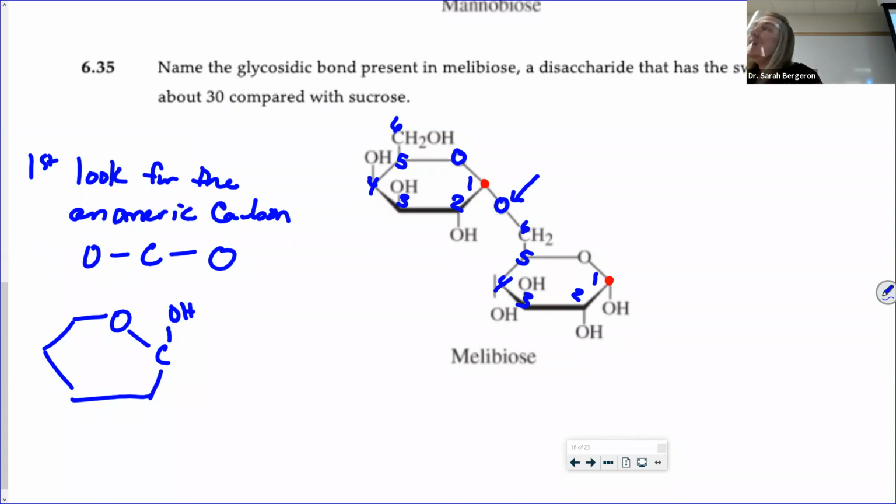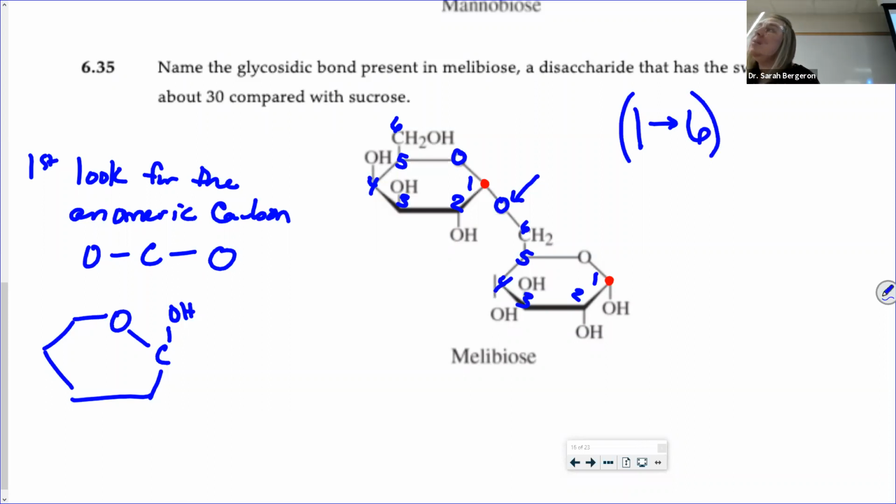Okay. So I want to be able to name this glycosidic bond. The way that I do that is I tell what carbons are participating in the bond. So list always left to right. On the left-hand side, which carbon is participating in the glycosidic bond? 1. In the second ring, which carbon is participating in the glycosidic bond? 6. So we call it a 1,6. But that's not quite enough.